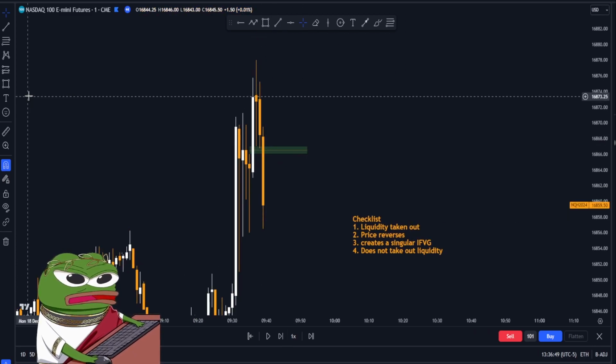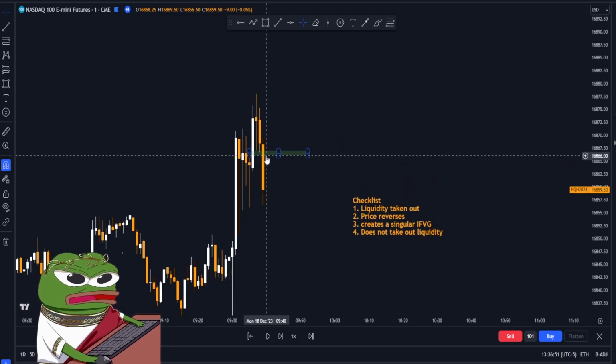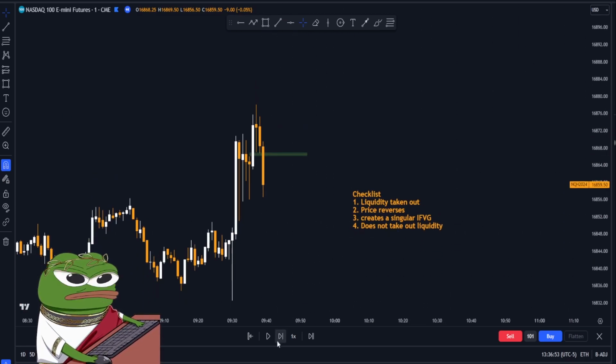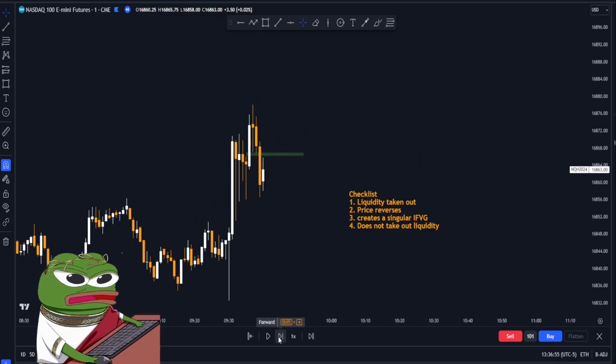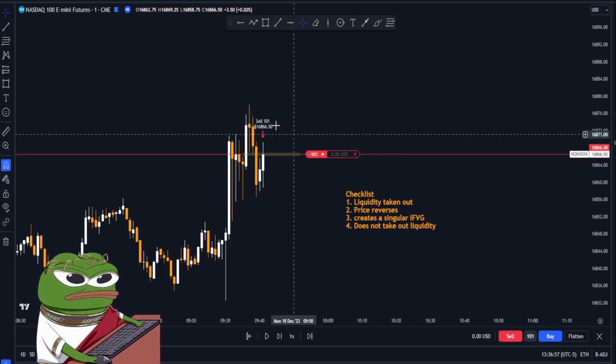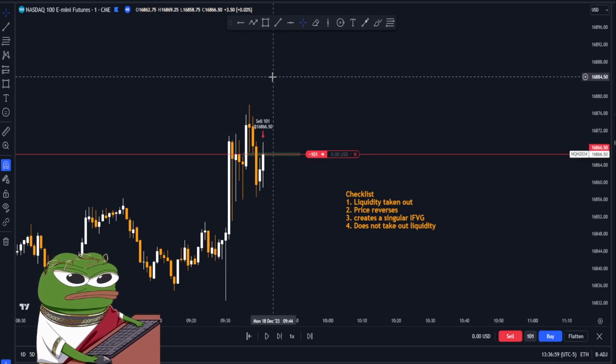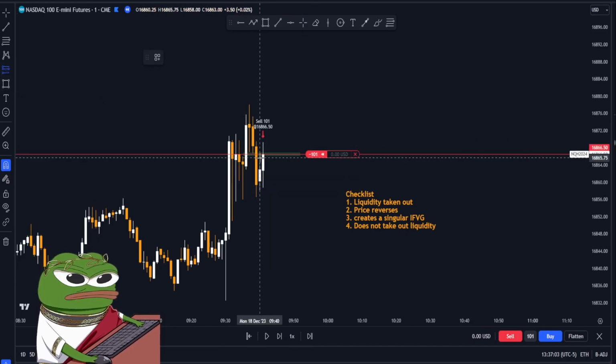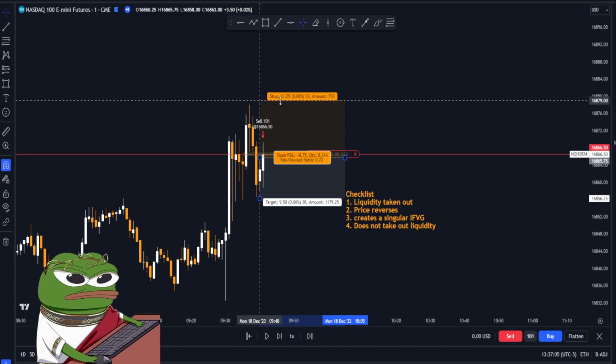Now it's reversing again. We see we have this small fair value gap that will become inverse. Okay, now we have the inverse fair value gap, and now we want to enter on this one. So let's wait and see if it fills out. Okay, so you go short here. Your stop loss is above this high. So this is your position.